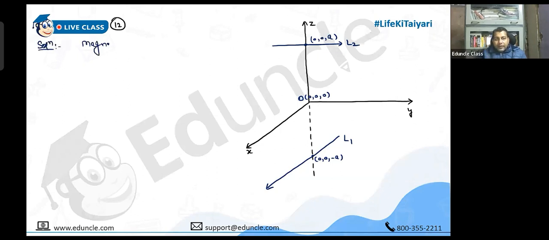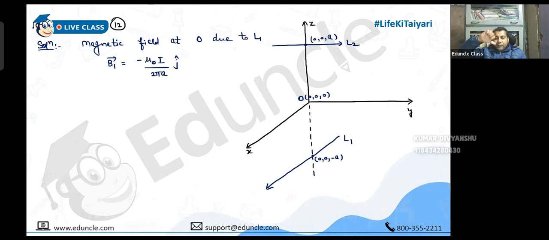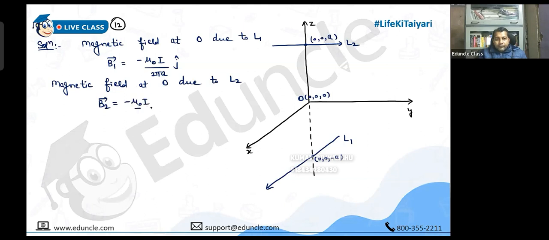Now, the magnetic field at O due to L1. Let's call this field B1. This is the direction and sign, because point O is lying above the wire. If you hold the wire in your right hand with the thumb pointing in the direction of current, the fingers are in the direction opposite to that of Y. It means minus j cap. And the magnetic field at O due to L2 is mu naught I by 2 pi a. See, it is going in my fingers.